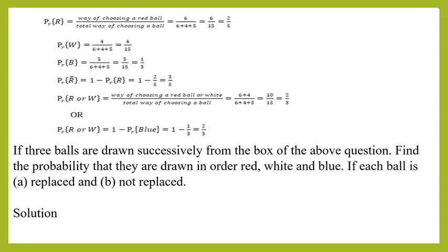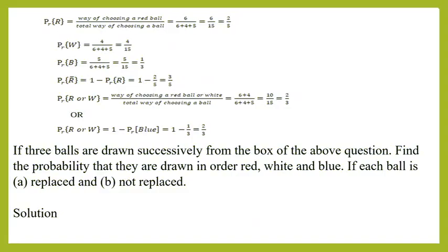Then the probability of not red. If it is not red, then it will be 1 minus the probability that it is red. That will be 1 minus 2/5, which is equal to 3/5.